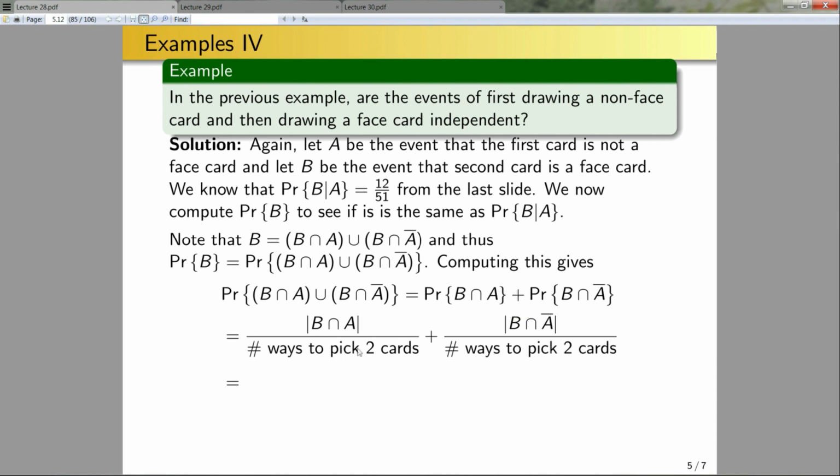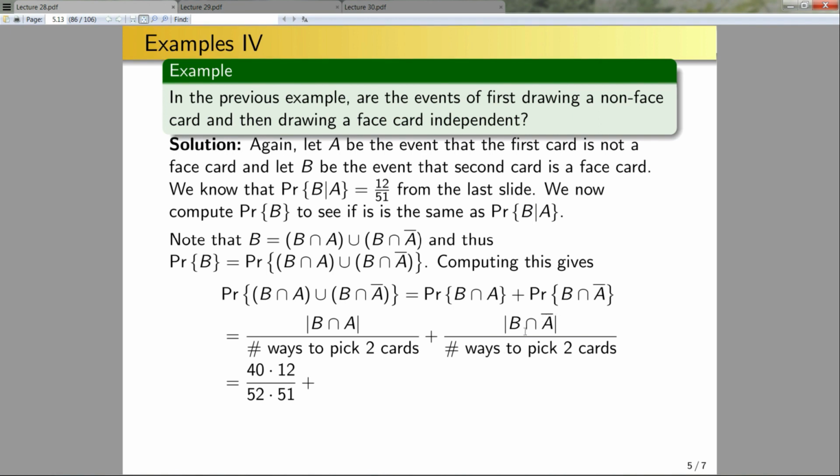So B intersect A, its cardinality we computed earlier. That was just 40 times 12. So again, there's 12 ways that I can pick a face card, and there's 40 ways that I can pick a non-face card. Therefore, this cardinality, the intersection, will simply be 40 times 12. And next, again, the number of ways that I can pick 2 cards, that's simply 52 for the first card times 51 for the second card. So to this, I want to add the cardinality of B intersect A complement.